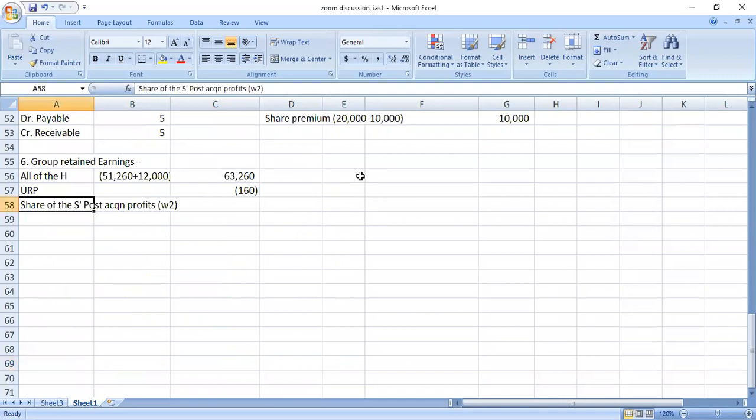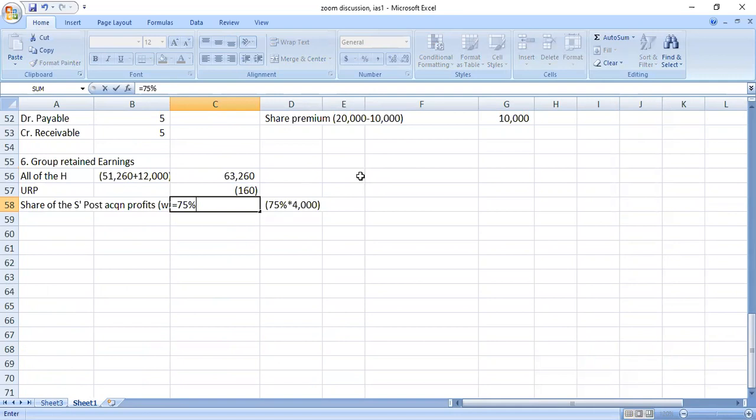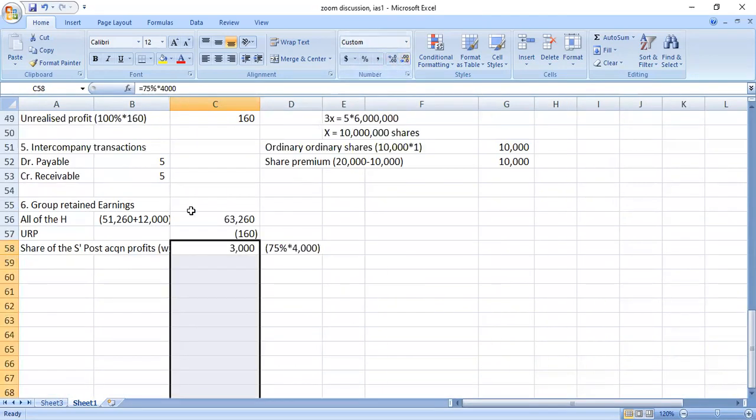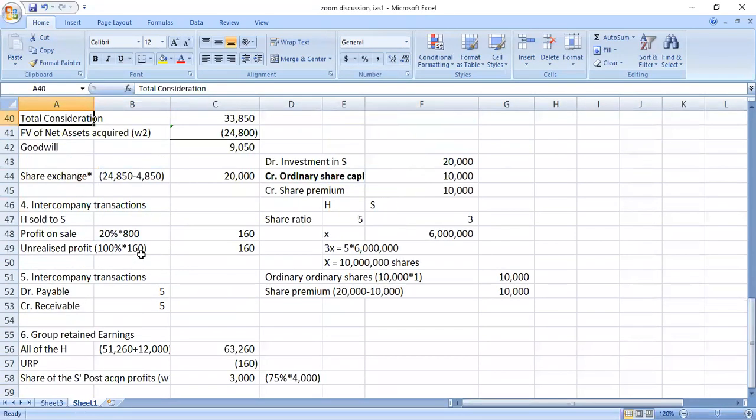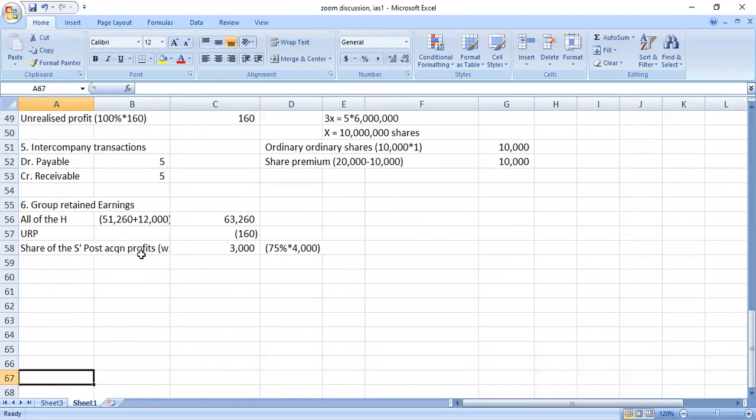So we come and show the share. It is 75%, so you say 75% is what you have in control of the 4,000. That's what you have as your profit. Then what else? We don't have anything else, so we are done with group retained earnings. If there was any impairment of goodwill, we would include it, but there's nothing like that. So just add, and that will be our group retained earnings.